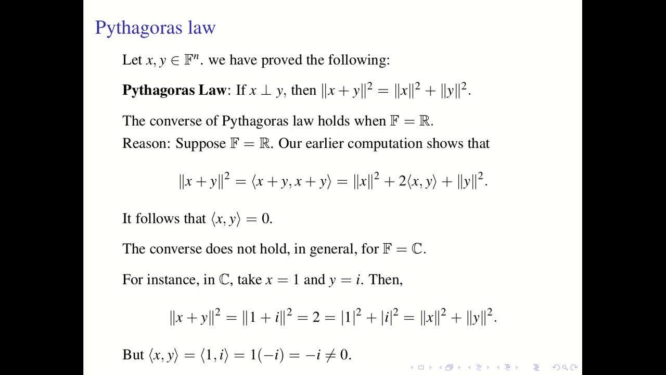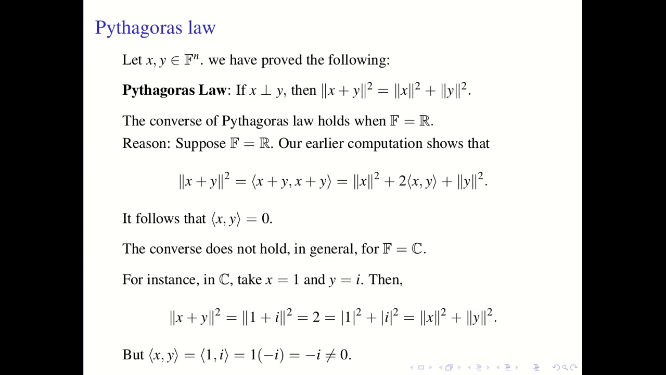Now if norm of x plus y square is equal to norm of x square plus norm of y square, this implies that twice the real part of inner product x comma y is 0, or in other words, the real part of inner product xy is 0. This does not really imply that inner product of x comma y is 0.